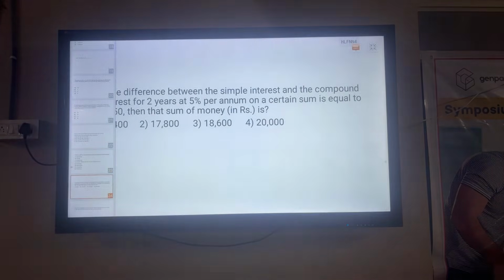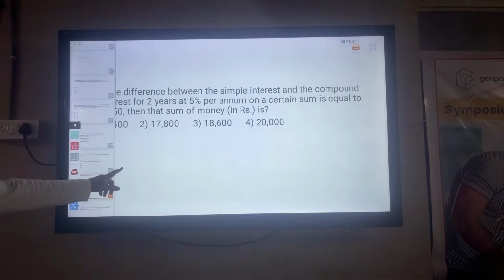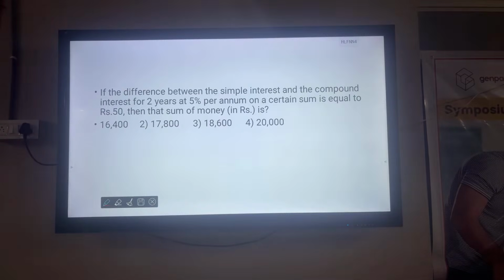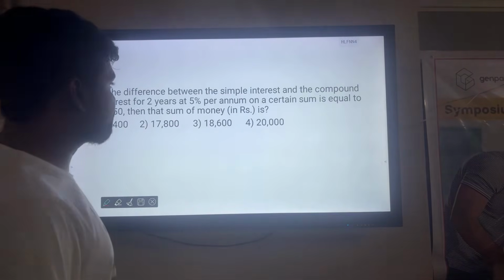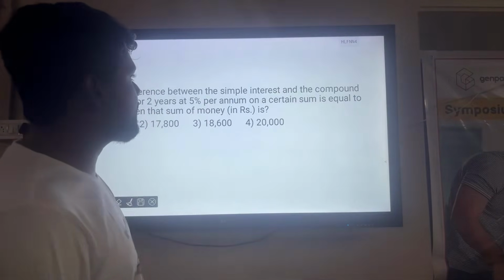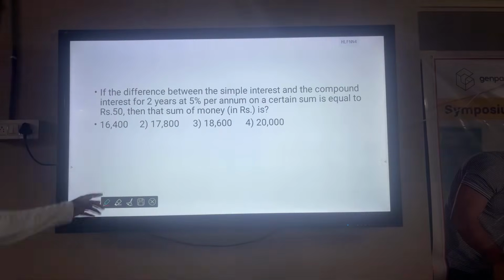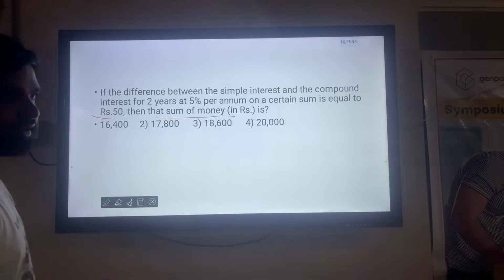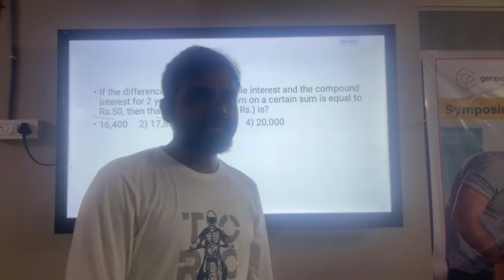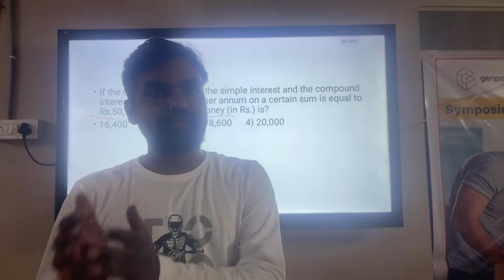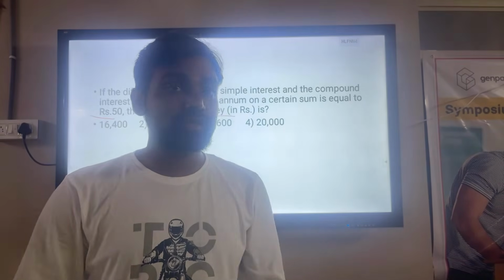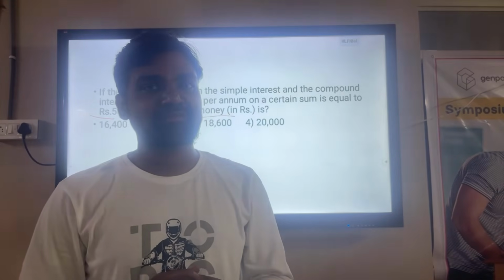Okay, can you answer this question? If the difference between the simple interest and compound interest for 2 years at 5% rate of interest per annum on a certain amount is equal to 50, then what is the sum of money? I hope you know the difference between simple interest and compound interest. In simple interest, interest is calculated only on the money taken. But in compound interest, interest is calculated on the amount we took as well as the interest on it. That is the difference.